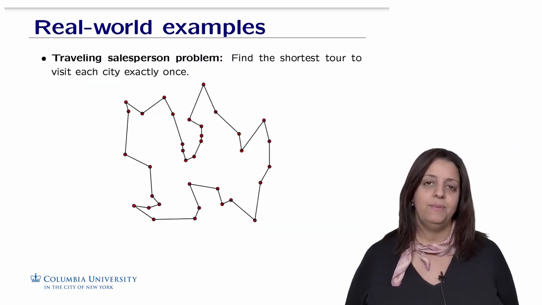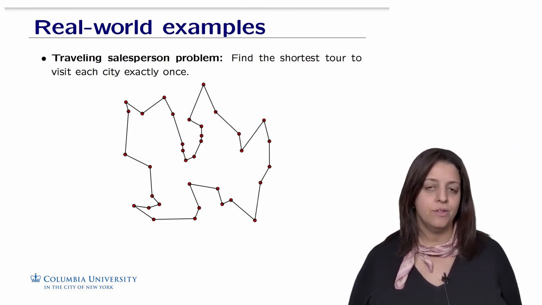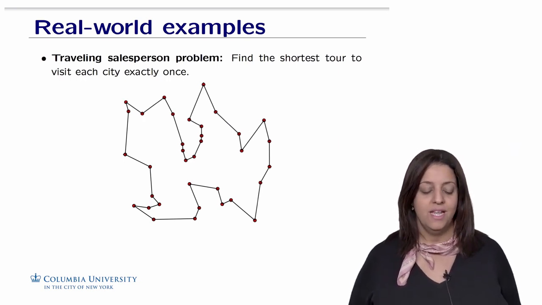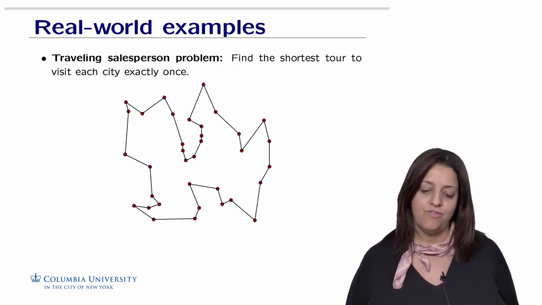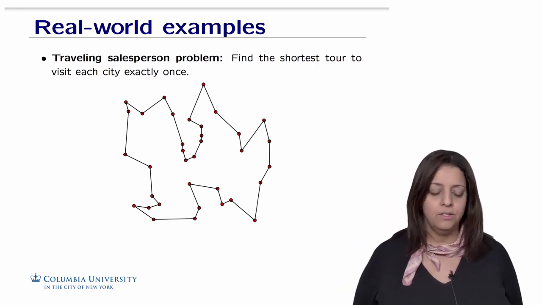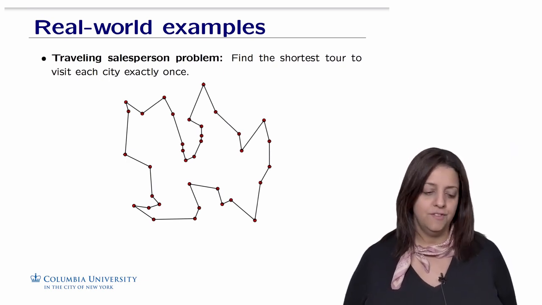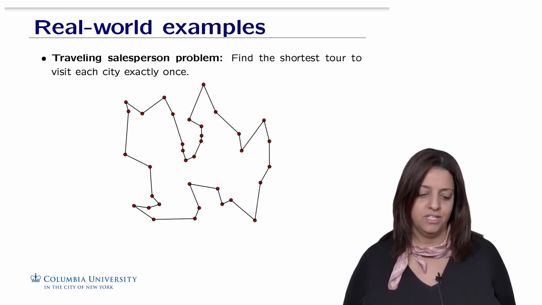A second popular application of search algorithms is the traveling salesperson problem, in which the goal is to find the shortest path or the shortest tour to visit each city exactly once. So you have a salesperson who doesn't want to go through cities several times, and the goal of the search is to find such a shortest path. It's known as an NP-hard problem in computer science, and there has been a lot of research in finding a smart algorithm to find such a short path. But this is typically a search problem in artificial intelligence.